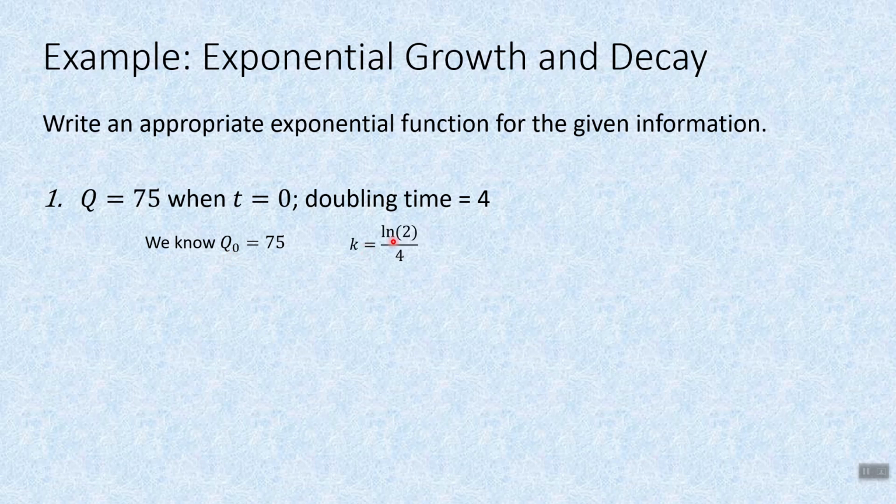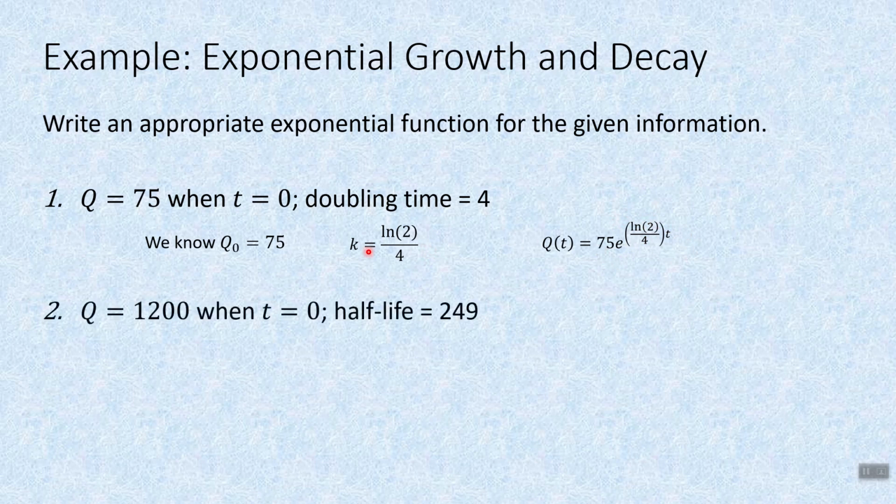Our k value is always natural log of 2 divided by the doubling time. Natural log of 2 over 4, and if you want, you could pull out a calculator, but unless you actually need to know the decimals, this is a fine equation: 75 e to the power of natural log of 2 divided by 4 times t. Positive exponent, it's doubling. We found our k value. We found our Q sub 0.